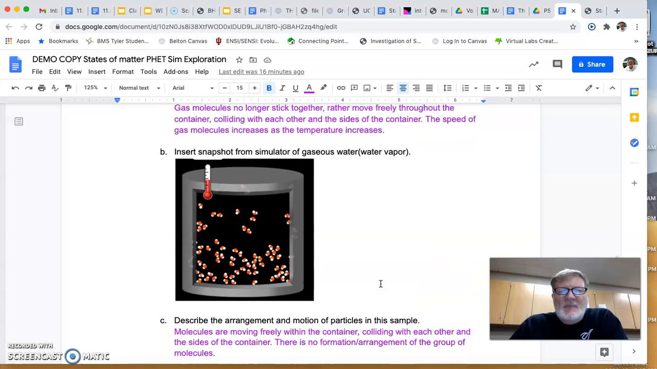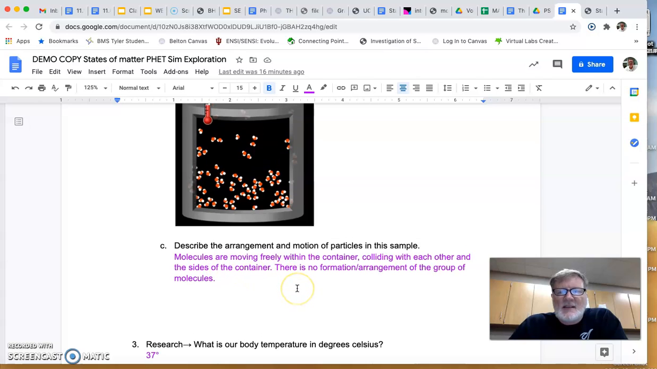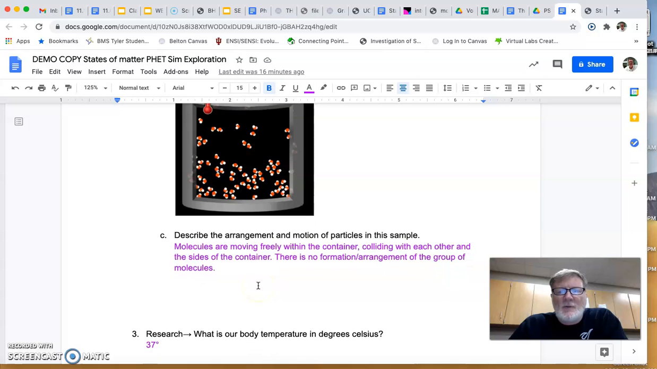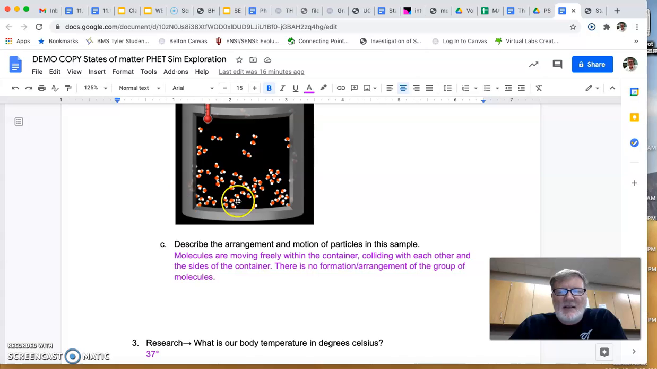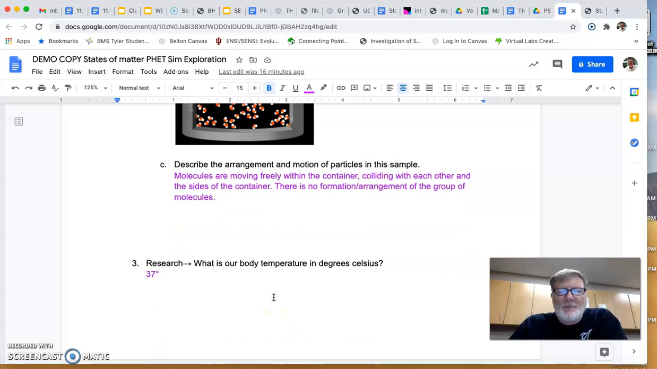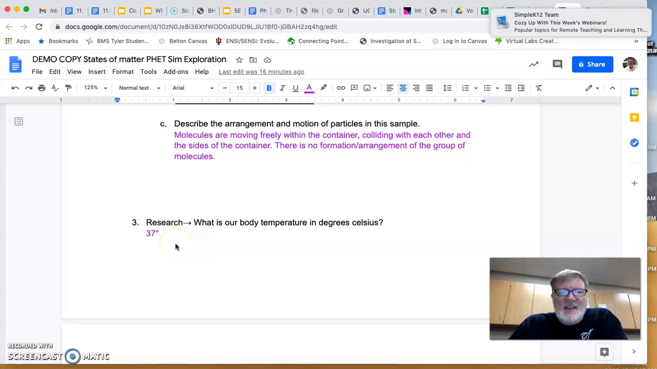Here's a snapshot of the gas, water vapor, describing the arrangement and motion of particles in this sample. Molecules are moving freely within the container, colliding with each other and the sides of the container. There is no formation or arrangement of the group of molecules, and so they are independent, free of one another for the most part. Body temperature for the human, 37 degrees Celsius.